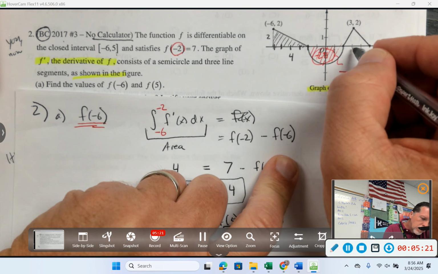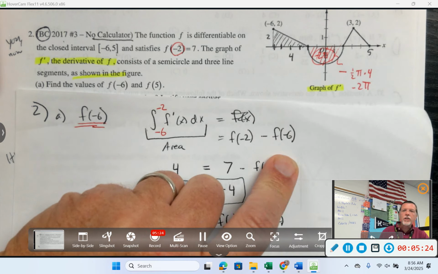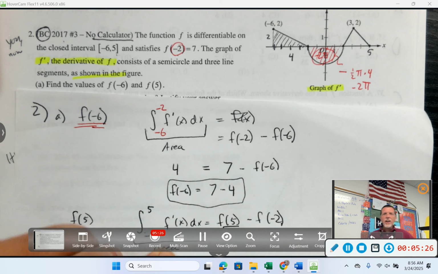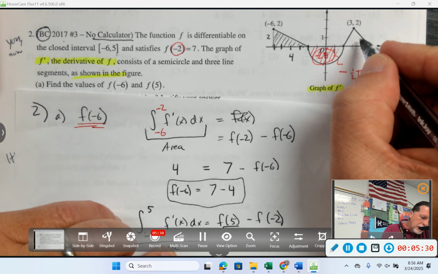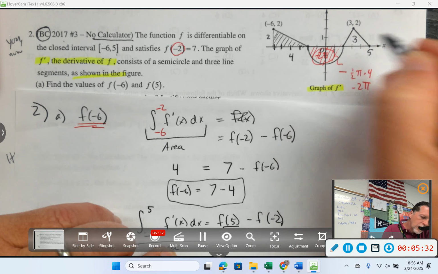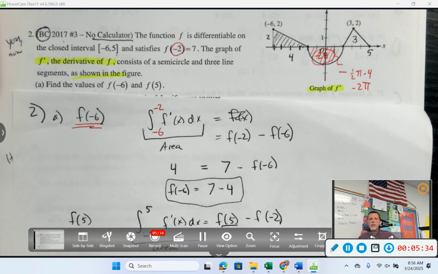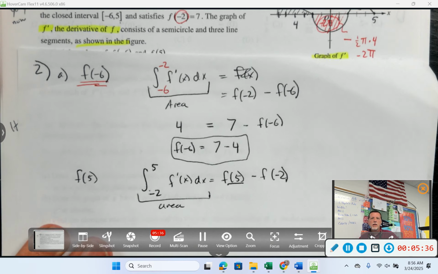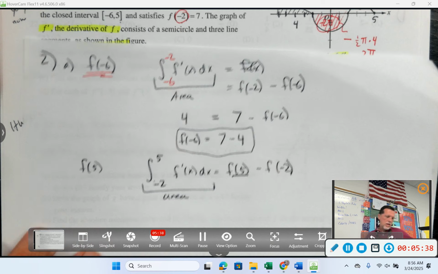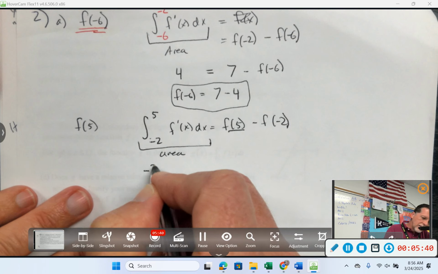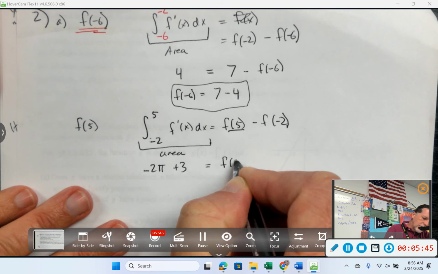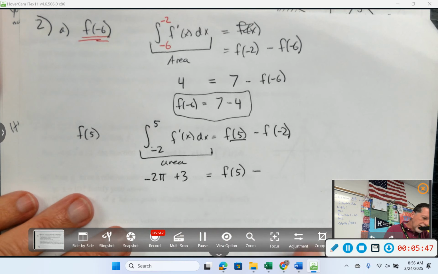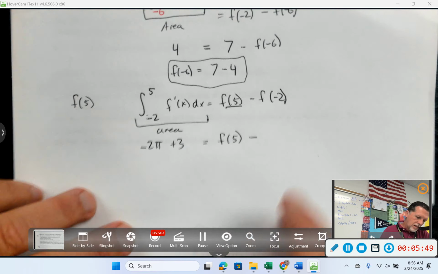1, 2, 3, 4, 5. Okay, so I need all of that second triangle over there. Base times height divided by 2, that area is 3. So the area is negative 2 pi plus 3. That equals f of 5 minus 7.